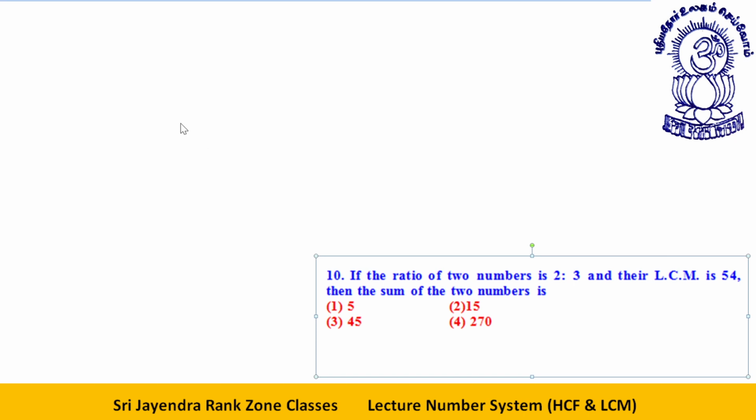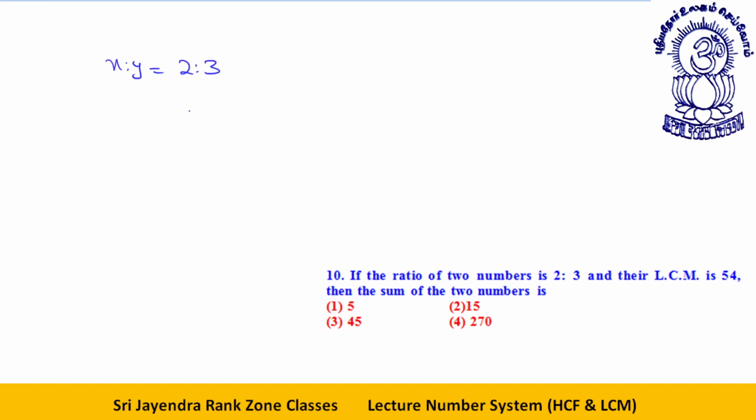Now let's try how far we can reach by the shortcut. The ratio of two numbers is 2 is to 3. We require the sum of the two numbers, A plus B. A plus B can be said as 5 times H, so the answer has to be a multiple of 5. Unfortunately, all the options are multiples of 5. That is my mistake, I'm sorry. No problem, we'll solve it.